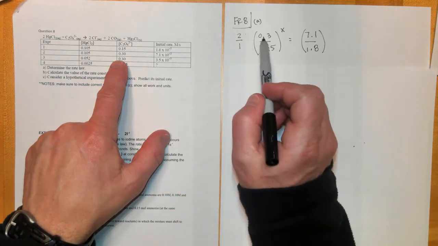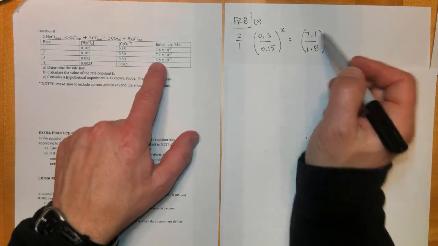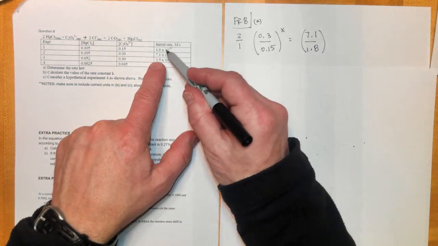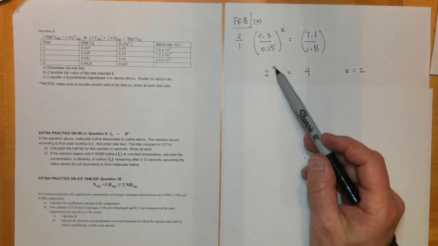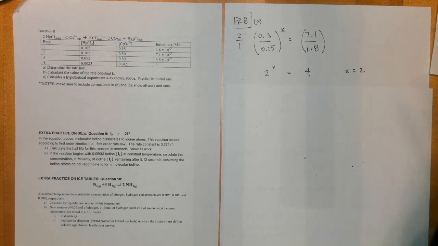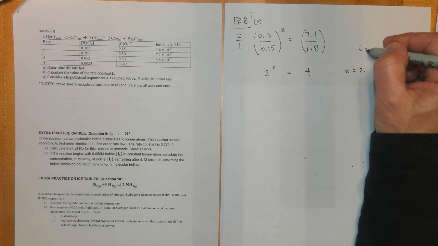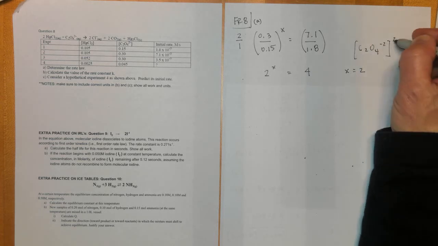And so 0.3 compared to 0.15 raised to the x power has to equal the rate, notice the 10 to the negative fifth cancel, of 2 to 1. So running this through the calculator ends up being 2. This ends up being 4. Therefore, x has got to be equal to 2. So for the C2O4 negative 2 oxalate ion, we're going to have a second order.